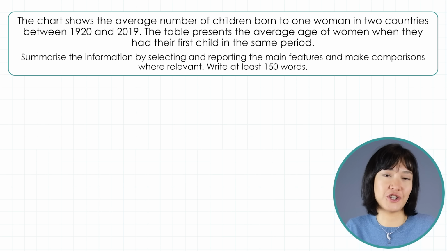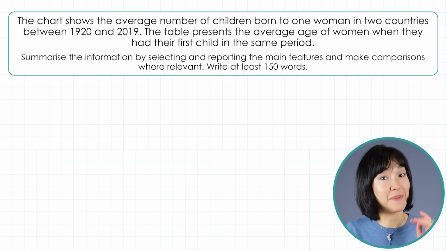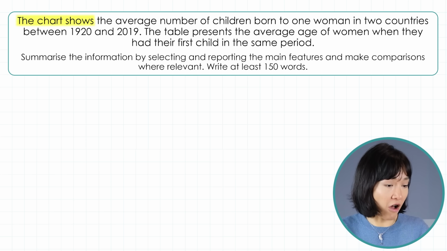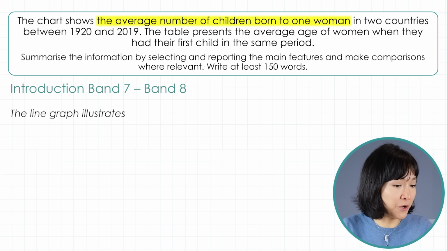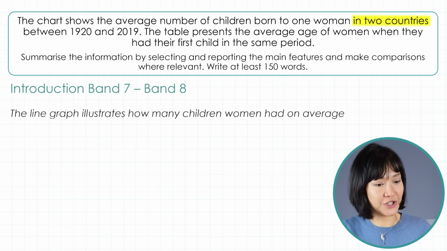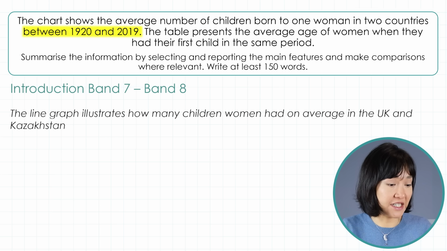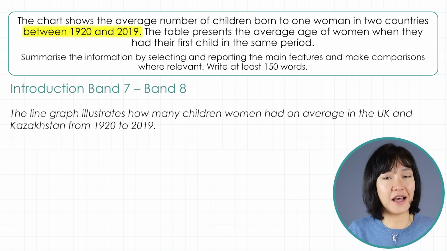The goal of our introduction is to introduce the data we have. And the simplest way to write it is to simply take the task and paraphrase it. Let me show you. So the first sentence in our task begins, "the chart shows," and we write, "the line graph illustrates." "The average number of children born to one woman" becomes "how many children women had on average." "In 2 countries" is "in the UK and Kazakhstan," and "between 1920 and 2019" is "from 1920 to 2019." Very subtle and light paraphrasing.